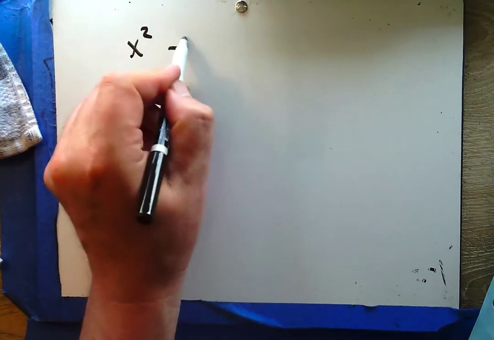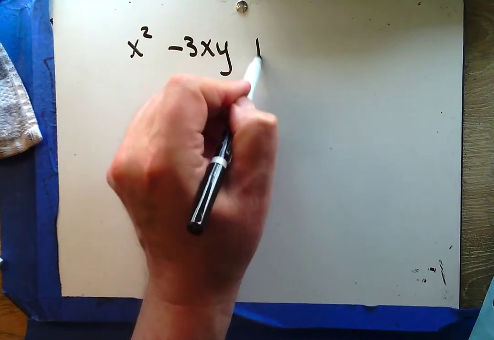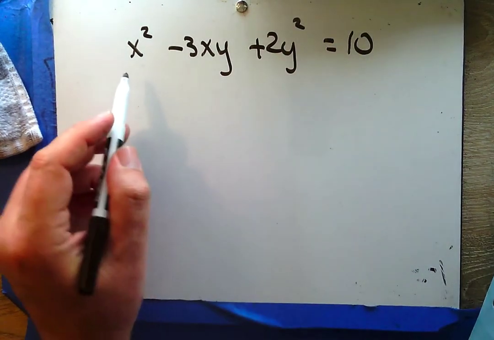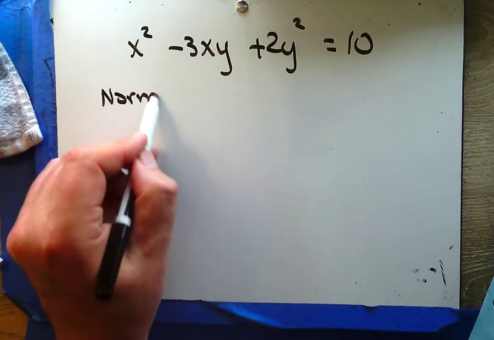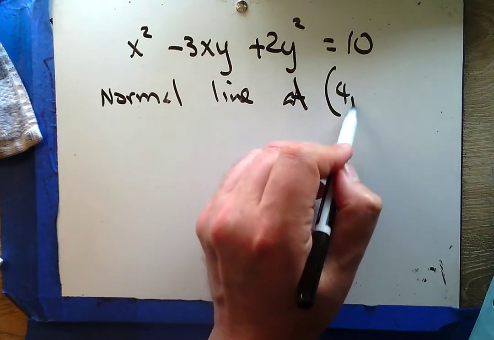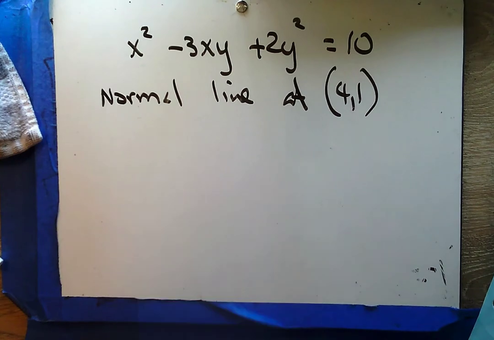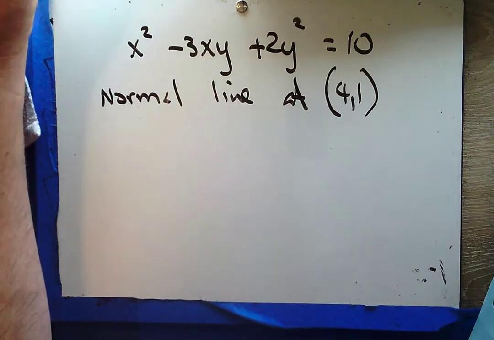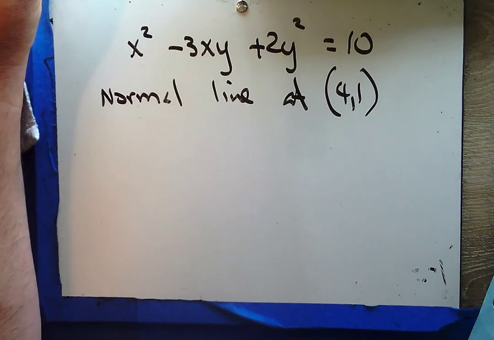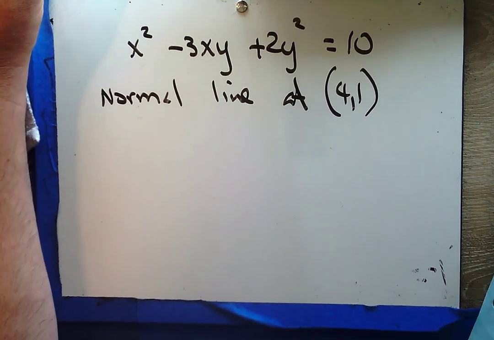Okay, how about this one? x squared minus 3xy plus 2y squared equals 10. And I want the normal line at 4, 1. Okay? Have you ever heard about a normal line? Remember, a normal is perpendicular to the tangent at the point of tangency.